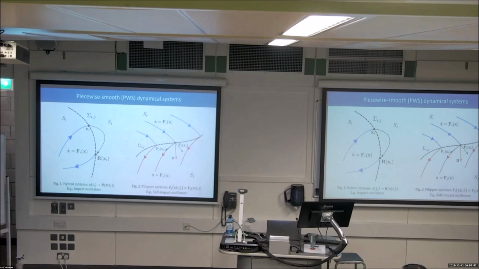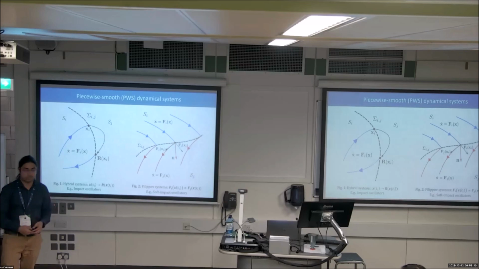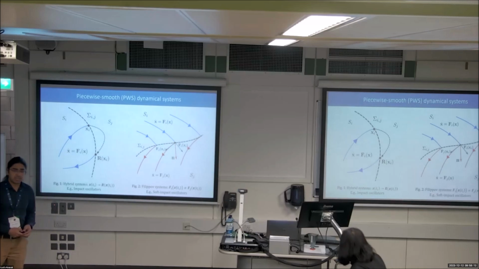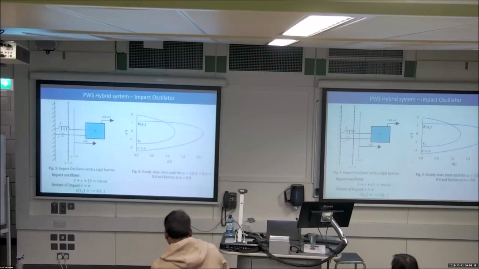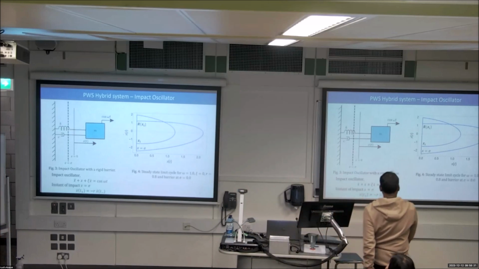And the second system is a Filippov system where we allow the state variable to cross the discontinuity barrier from the region Si to Sj. And at the point of impact, the velocity vector fields Fi and Fj are different. So the second term in the expansion is different. So such a system is a system with smoothness 1, or Filippov system. So we first consider an impact oscillator.